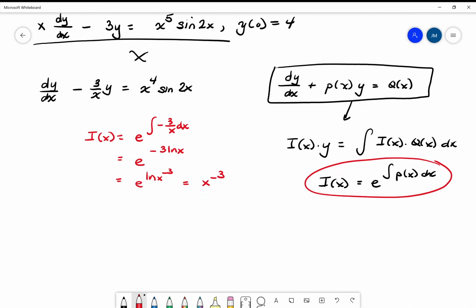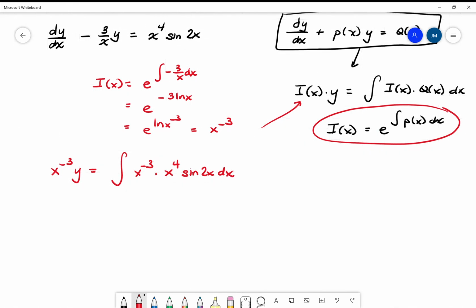So now we just go right to the form of the solution, which is right here. We have x to the negative third times y is equal to the integral of x to the negative third times x to the fourth sine of 2x dx. So all that stands in our way is evaluating an integral. Well, it looks like this is x sine of 2x dx. And I did this on purpose because now it gives us an opportunity to review integration by parts.